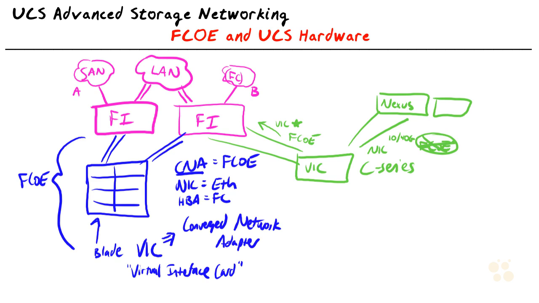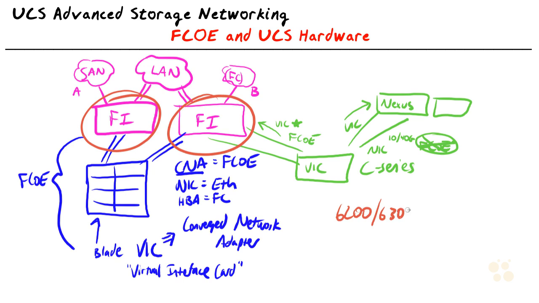Now, can the VIC connect to the Nexus? Absolutely. We could put a VIC in and connect it up to the Nexus in the same way that we connected to the fabric interconnects. So last but not least, what about these fabric interconnects? Can they all do fiber channel over Ethernet? And the answer is yes, no matter which model we have, whether it's the 6200, 6300, or the 6400s, which are the newest as of the time of this video.